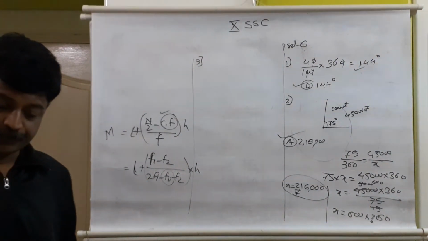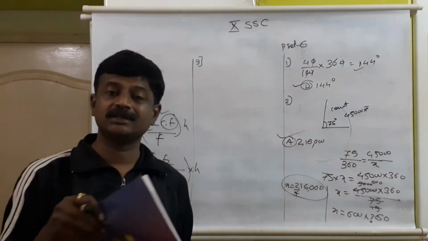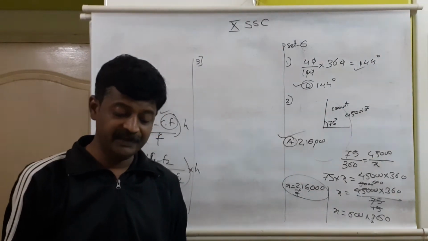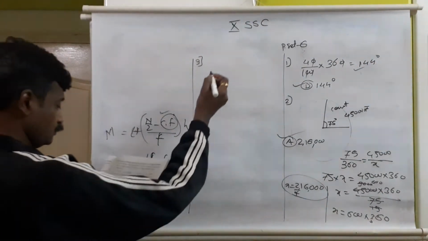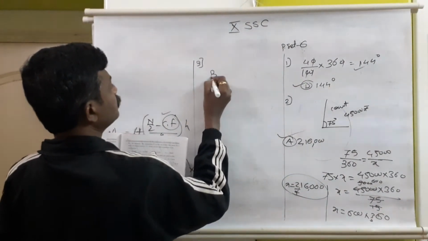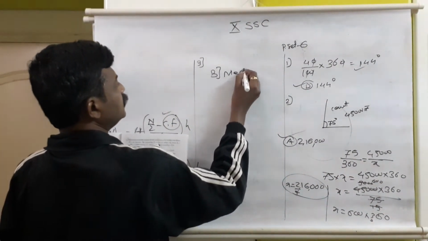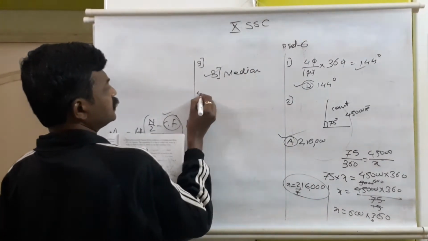So the correct option is option B, question number 3. Option B, median, is the correct solution for question number 3.